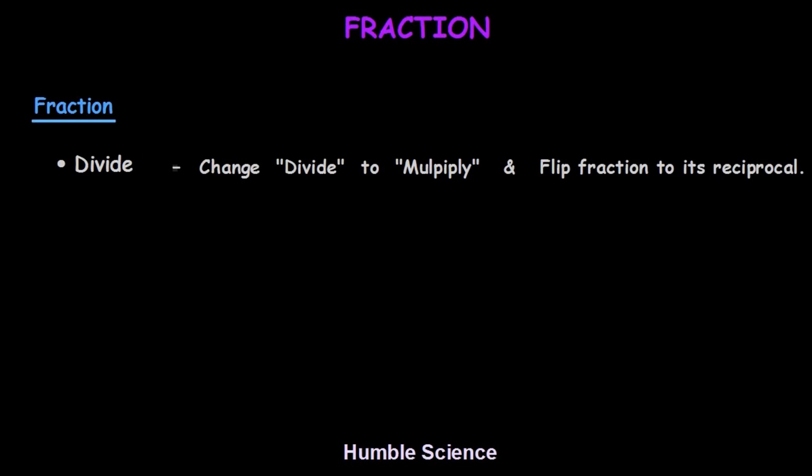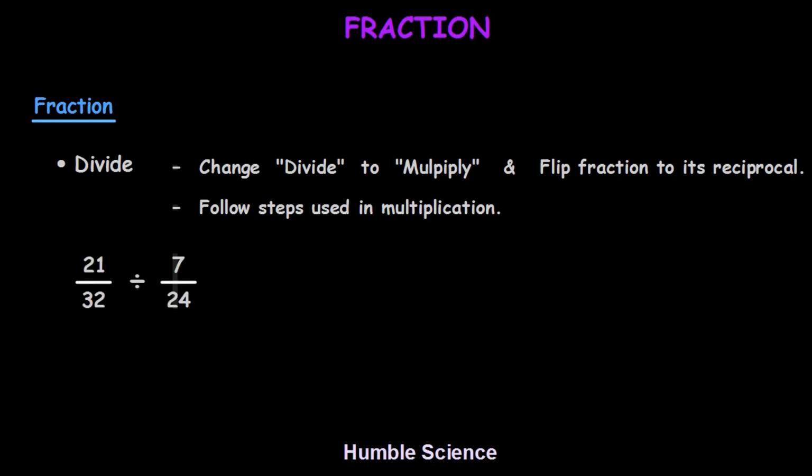Now let's try division. When dividing with fractions, we can change from divide to multiply and flip the fraction to its reciprocal. Then we can follow the same step we used in the multiplication. Let's try 21 over 32 divided by 7 over 24. That will be the same as 21 over 32 multiplies 24 over 7. We can simplify this first by cancelling out some common factors.